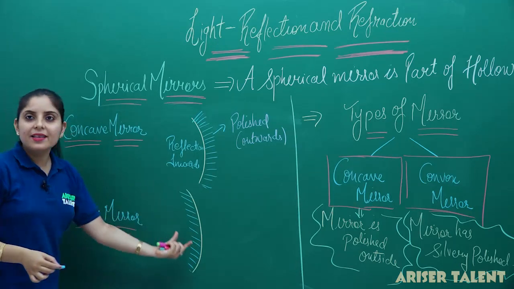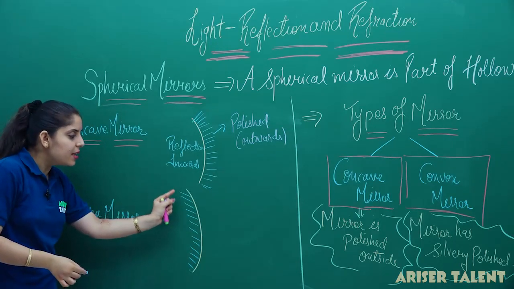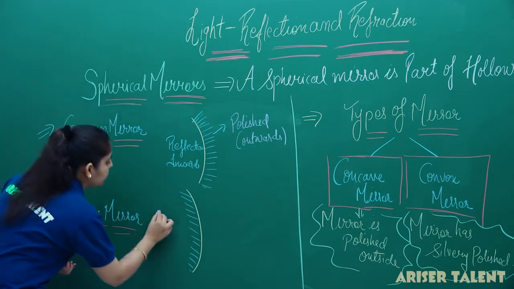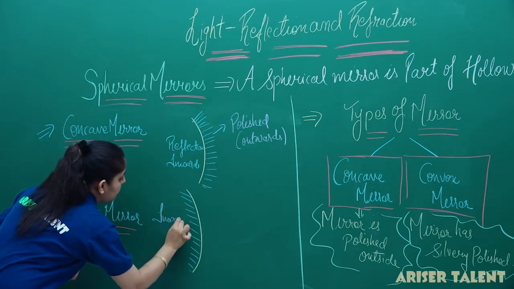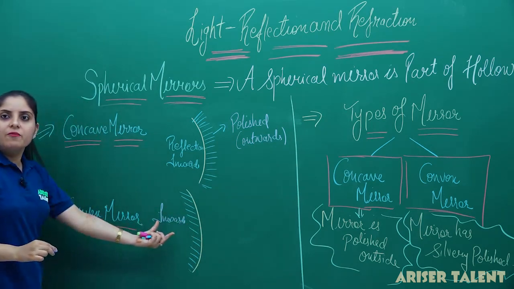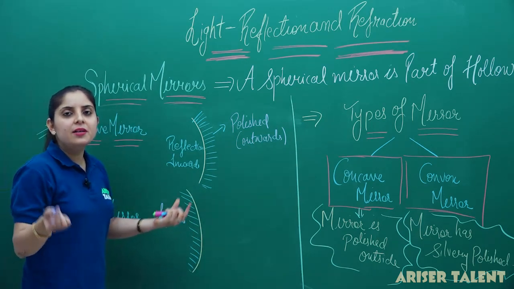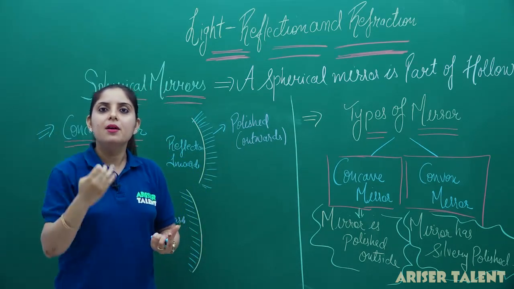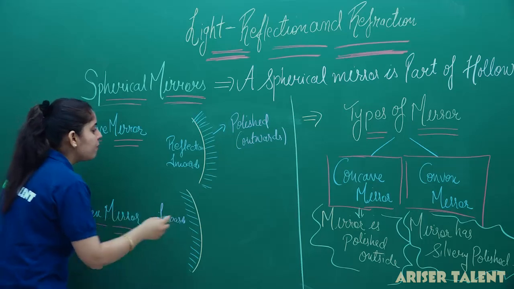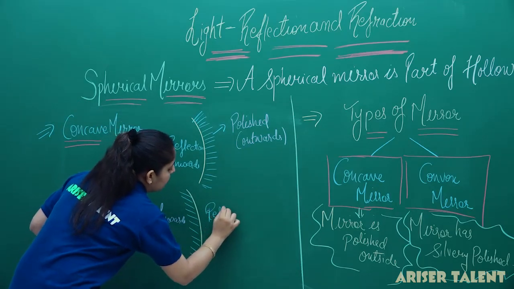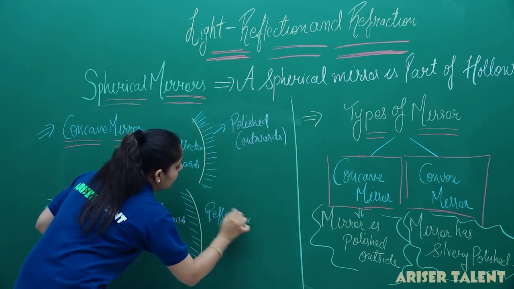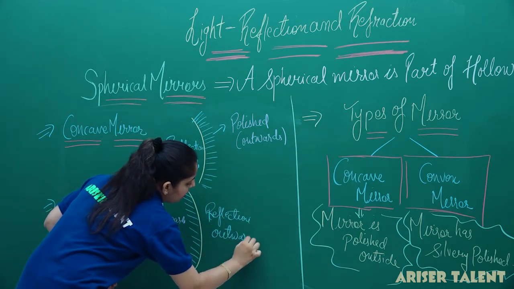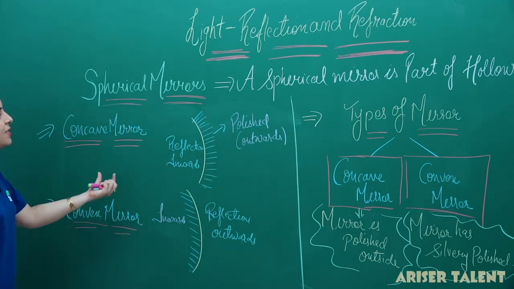Now, just look at the second case. You can see that the silver coating is done inwards. If the silver coating is inwards, this is a convex mirror. And what about the reflection? If the silver coating is done inwards, the reflection will take place from the outward surface. So in case of a convex mirror, reflection is going to take place outwards. So this is a very simple thing.